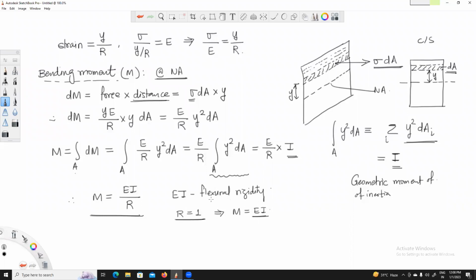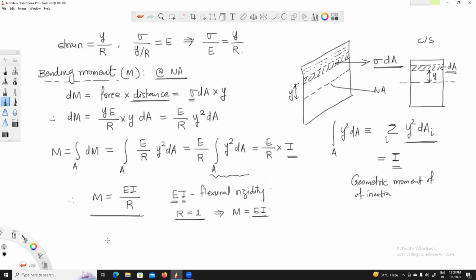So this quantity depends on E, which means it depends on the material of the beam, as well as on the cross section, meaning how the cross section looks. Whether it is circular, rectangular, square, or there are certain different cross sections like I section, T section and all. So basically this flexural rigidity depends on both the beam material and the shape of the cross section of the beam itself.